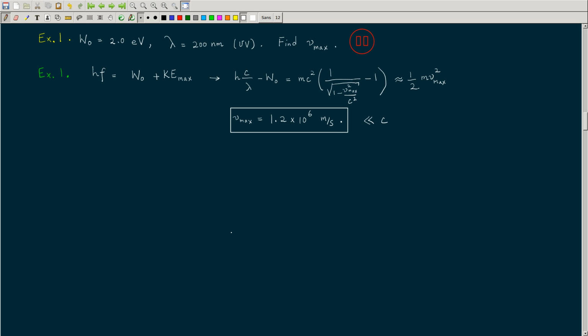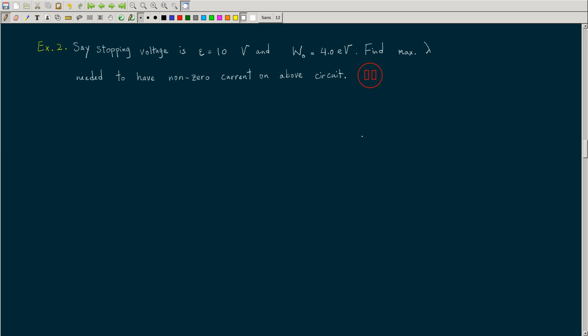Let's get to exercise number 2. Say we know the stopping voltage, which is 10 volts, and the work function, which is 4 electron volts. We want to find the maximum lambda so we can have non-zero current in the circuit. You can pause here and think about this problem. If you've done it, you can get to the solution.